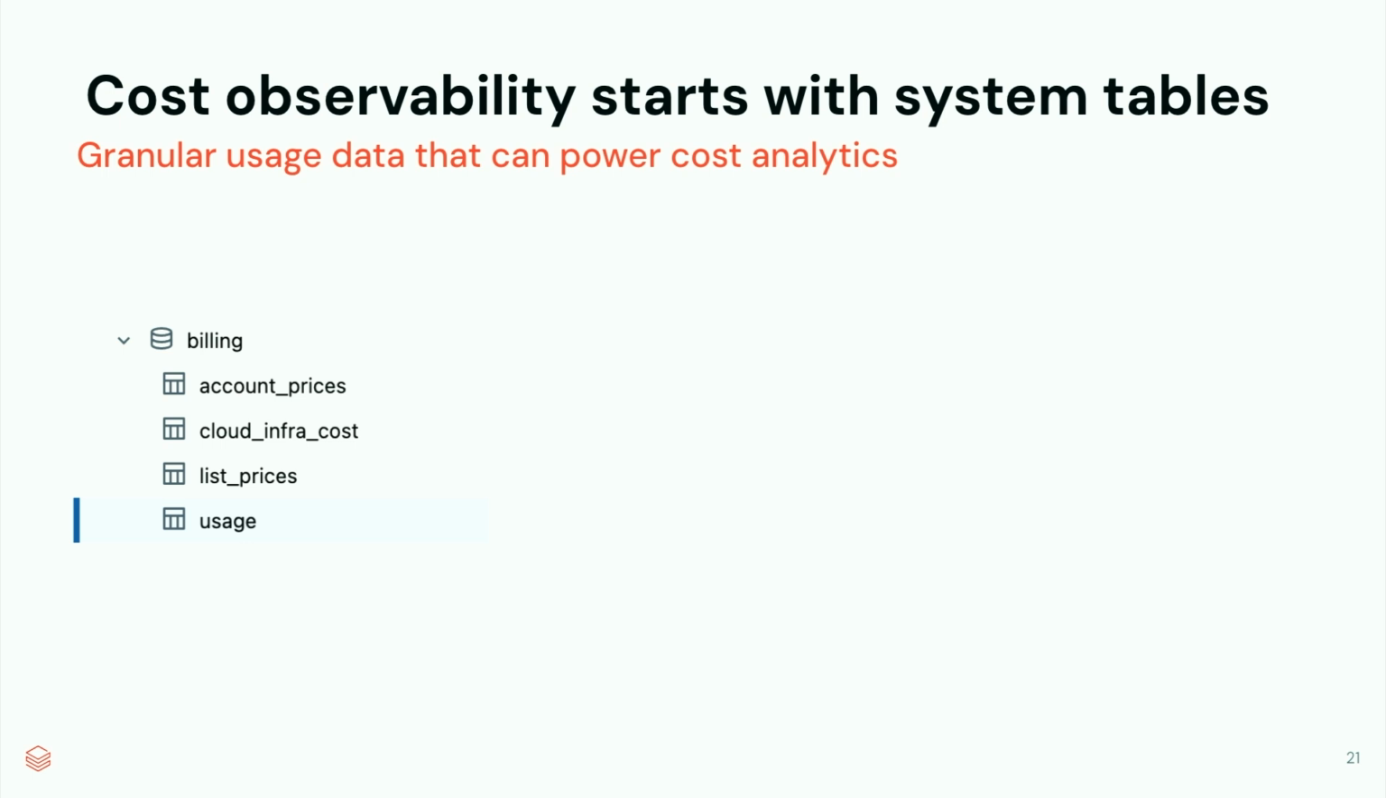But if you want low latency, high granularity usage breakdown, that's where system billing tables will come into play. In general, system tables are Delta tables that will give you a window into all of the operational activity across your platform. Billing tables is one specific schema of those system tables. Okay, so what can you find in these system billing tables?